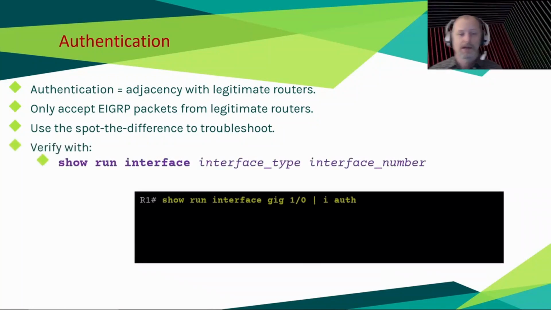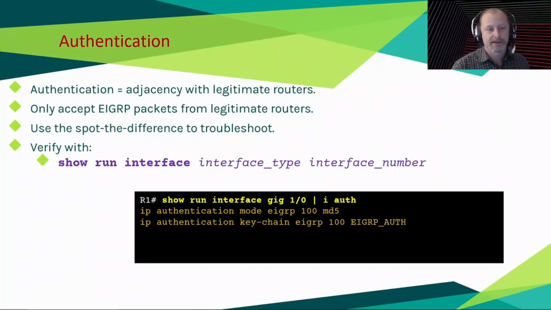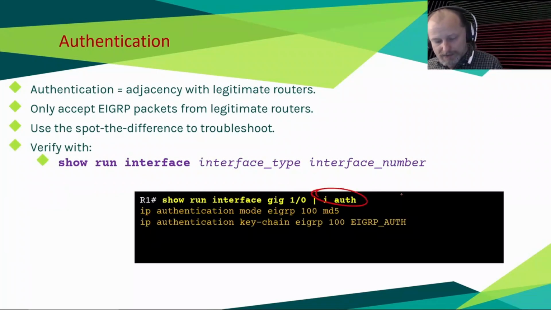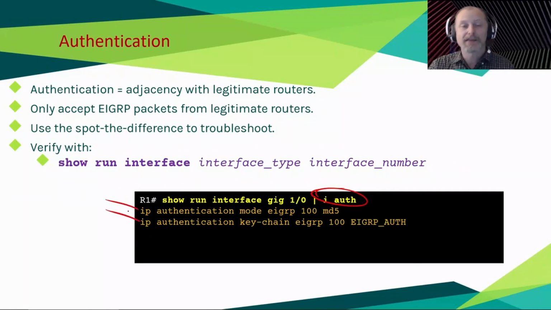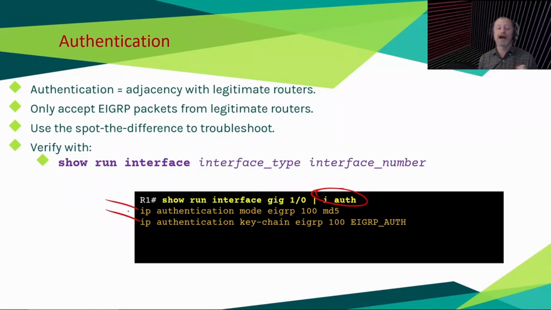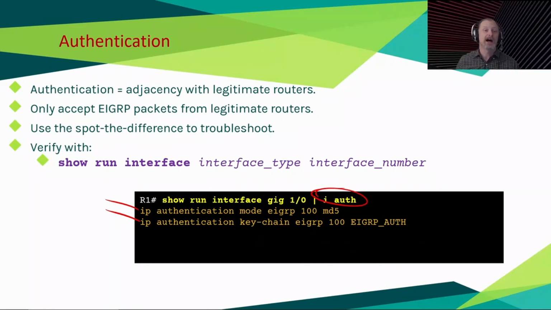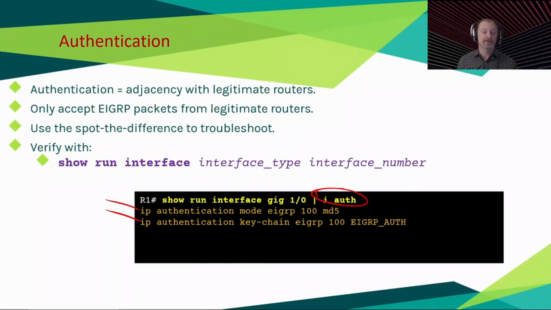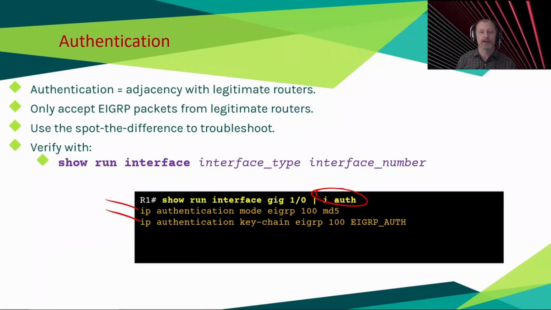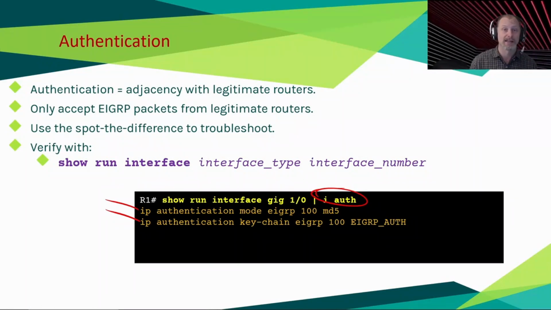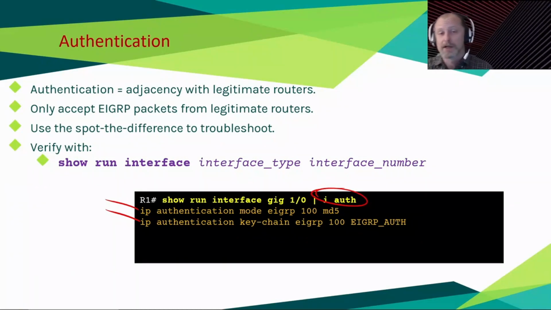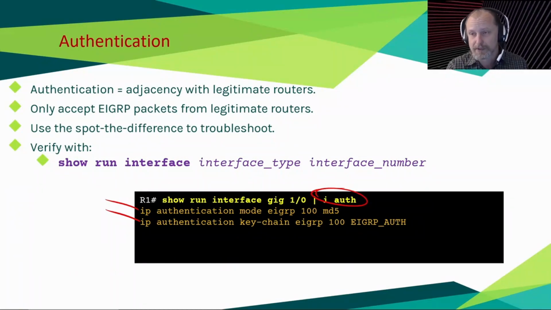So we do a show run interface. Okay. Include authentication. Now again, this is IPv4 because remember, for IPv6 EIGRP, none of this would be on the interface. It would be in the router configuration. But the nice thing is you just look at the router configuration and you'd see authentication right there without having to look at all the individual interfaces. Okay.